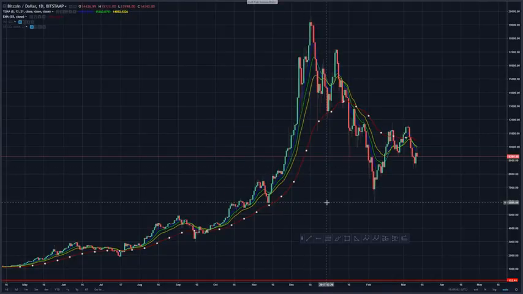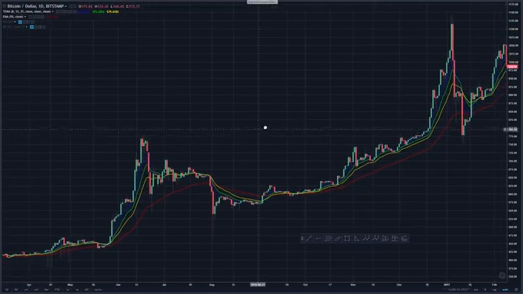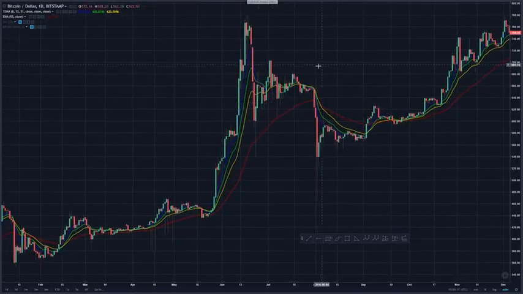So why am I using these? What do these do? How can these help you as a trader, as an investor? Very simple. Let's rewind in time. So we're looking at Bitcoin way down here in the $500 range. Here we go. Here's an example.